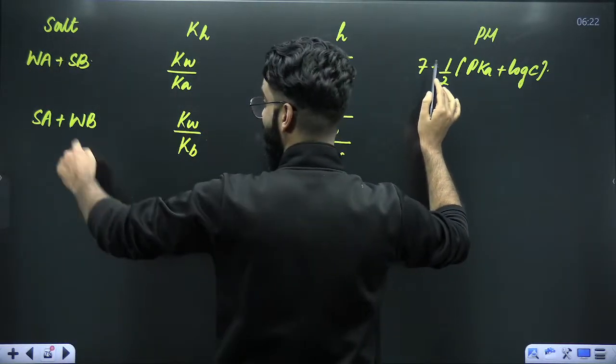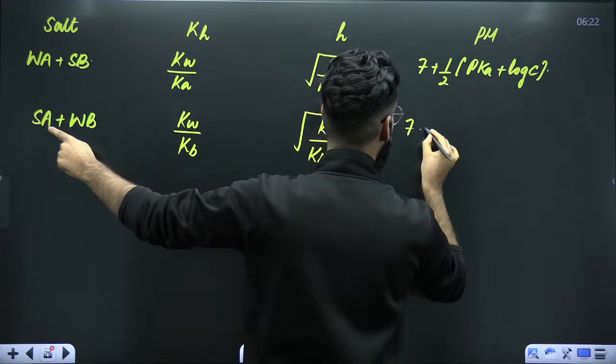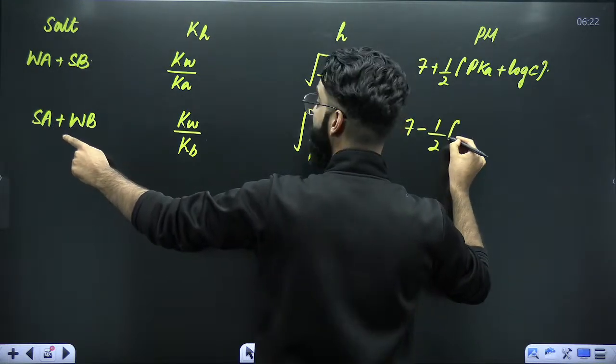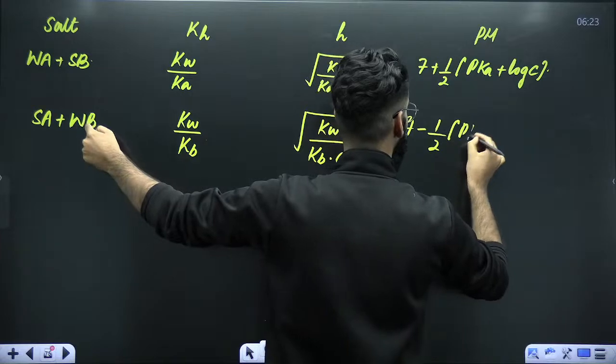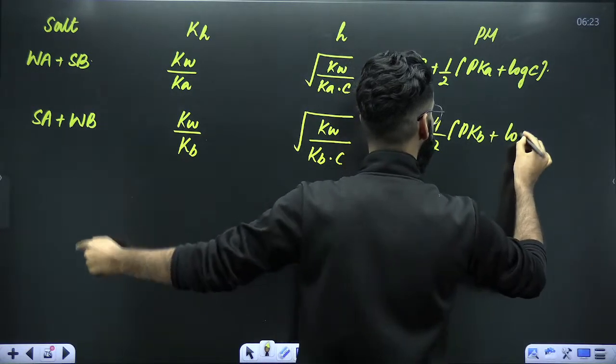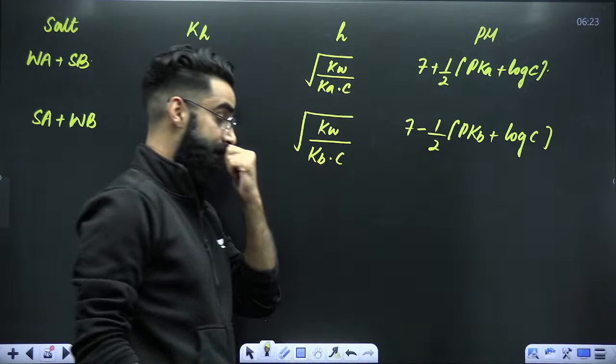Now pH, it is strong acid. So pH is going to be 7 minus half of... which one is weak? It is the base which is weak. So pKb plus what? Plus log of C, right?